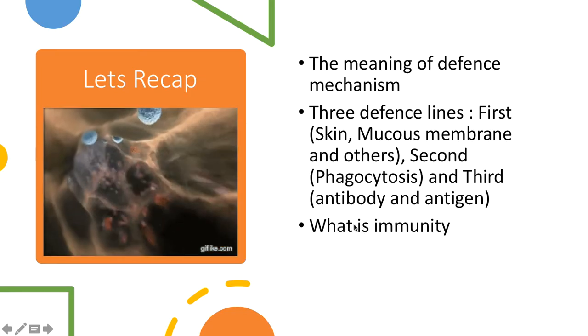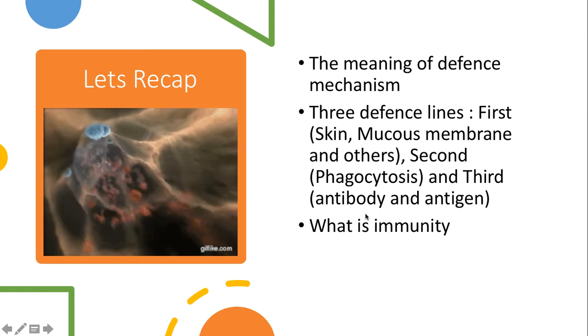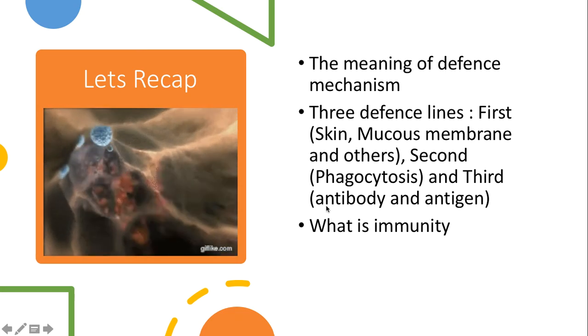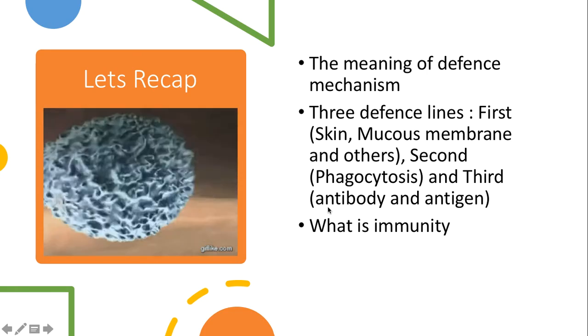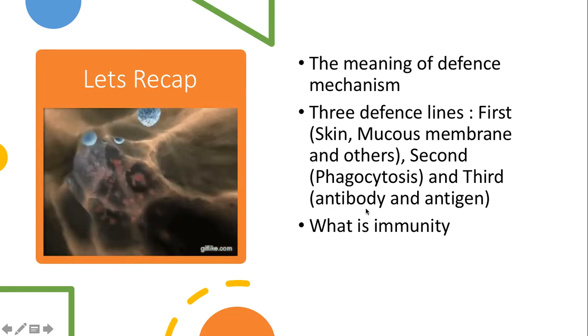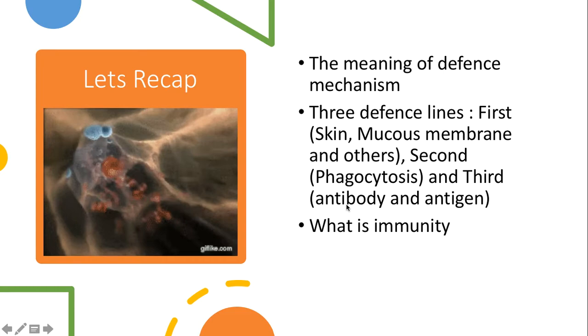Antibody is very important in your body. Why? Because antibody has the ability to kill the pathogen or to stimulate other white blood cells to help destroy the pathogen. Okay? That's why we really need the antibody. It can stop the pathogen from destroying your system.